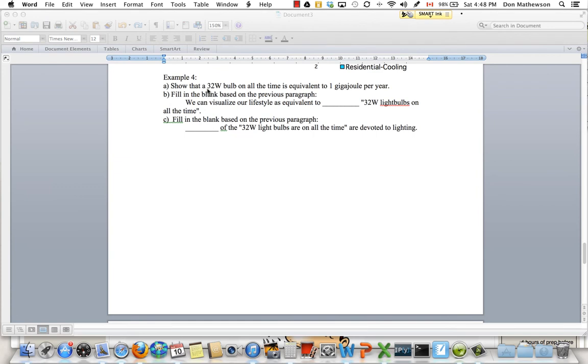Now, a helpful visual tool: we're going to show that the 32 watt bulb on all the time is equivalent to a gigajoule per year. So a 32 watt bulb on all the time, 32 watts is 32 joules every second. And if we leave it on for the whole year, well, that would be 365 days in a year, 24 hours in a day, and 3,600 seconds in an hour. Multiplying this all out, we get the number of joules per year.